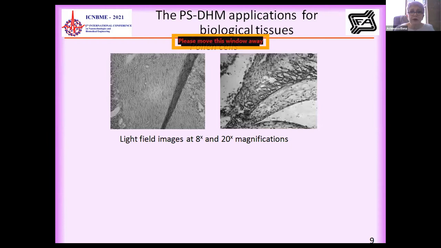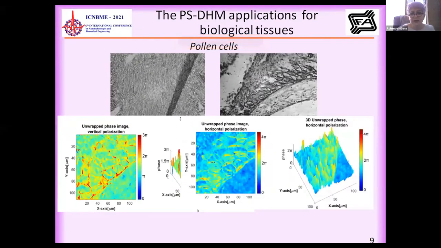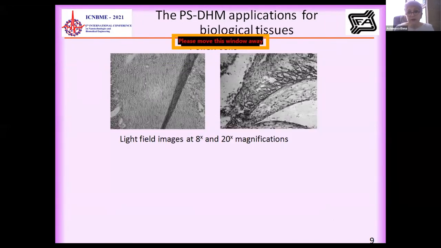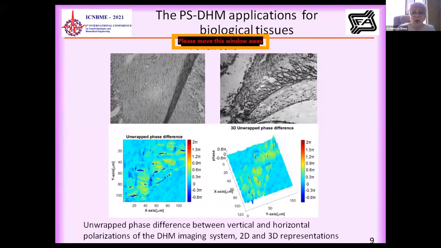And then we applied our microscope to pollen cells, at 8x magnification and 20x magnification, and we can see that only 20x magnification is enough to see the peculiarities of these materials. And the same unwrapped phase map at vertical polarization, then at horizontal polarization, and this is the 2D and 3D presentation of this. From this we take the difference between these two polarizations. And from this difference, we see that not all the material of this sample has anisotropy. Only the membranes between the cells have the anisotropy.